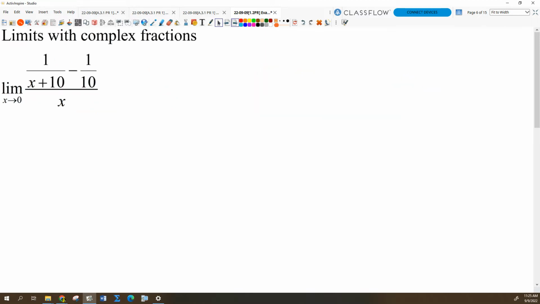Okay, so the next type of problem you might see looks a little different. This is not a ratio of rational functions, right? This is what you might call a complex function. Not complex in the sense that it's involving the imaginary unit i, but complex in the sense that you're getting fractions over fractions.